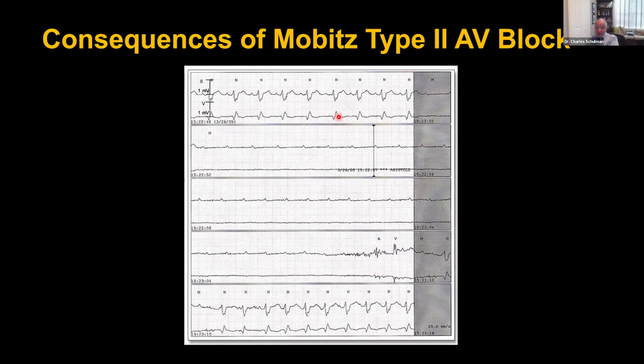This is the consequence of Mobitz 2 AV block, which is why that second patient needs a pacemaker. So their PR intervals are all the same, and then conduction stops for a long time. Some seizure-like activity is going on here, I think. When conduction resumes, the PR interval is still exactly the same. But this is why we put pacemakers in people with Mobitz type 2 block.